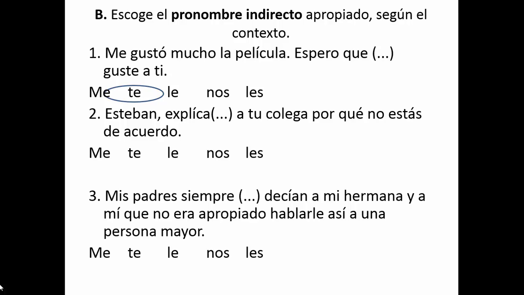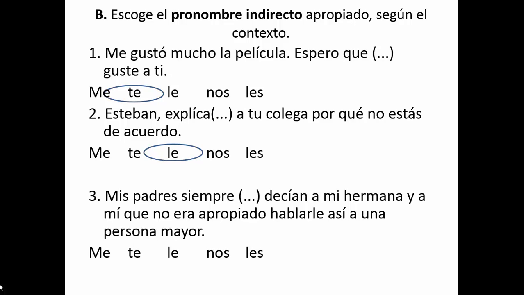Number 2, Esteban, explica blank a tu colega por qué no estás de acuerdo. Esteban, explain to your colleague why you aren't in agreement. So, you need an indirect object pronoun that stands for colega or colleague. So you need one that stands for him or her. In this situation, we would use the indirect object pronoun le.